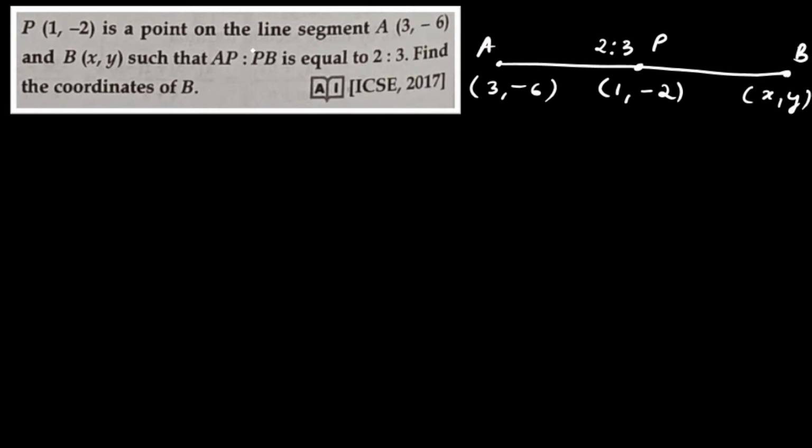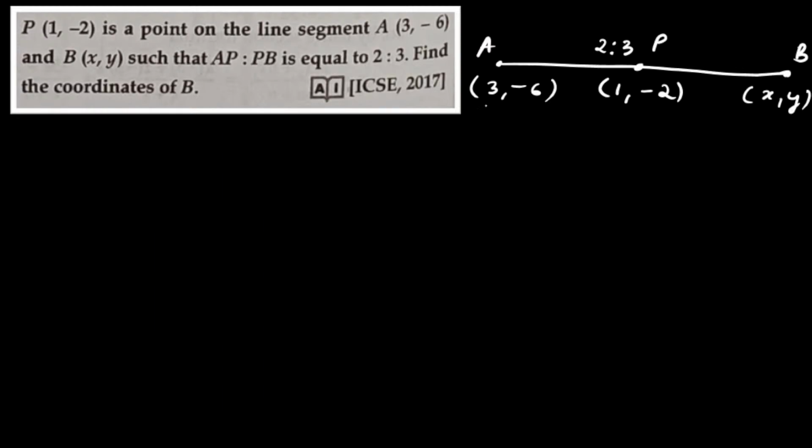So always see if the ratio is given to us of AB, then change it. We always use the ratio of the parts of the line. So here it's correctly given. Find the coordinates of B. So B's coordinates we have to find. Again, we'll make use of section formula and we will do it.